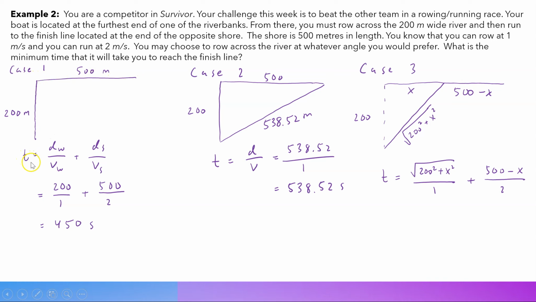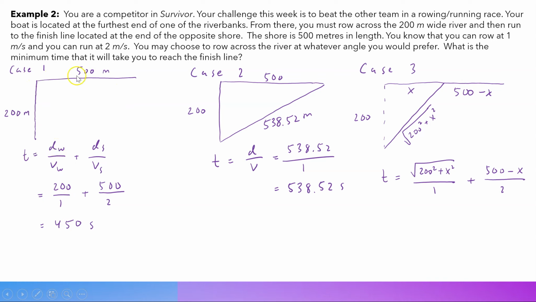Now, to find the time that would take, we would have to take the distance that you would have to swim in the water, so the 200 meters, and divide it by the speed that you can swim at in the water. So 200 divided by 1, that's for this time here.